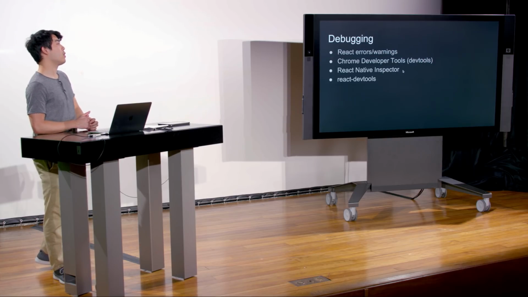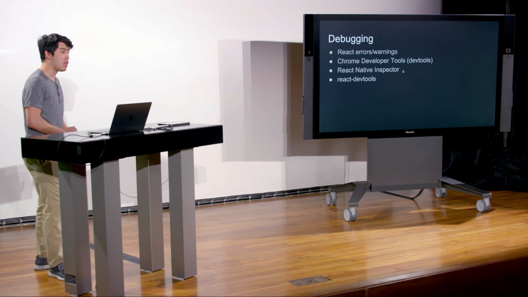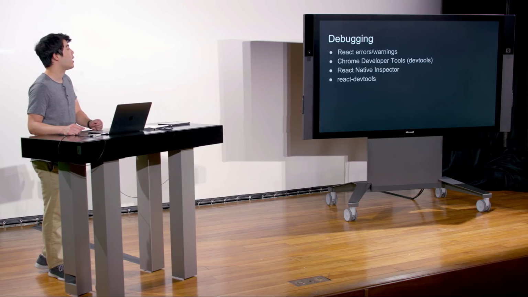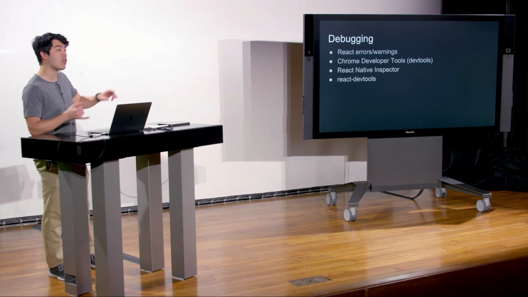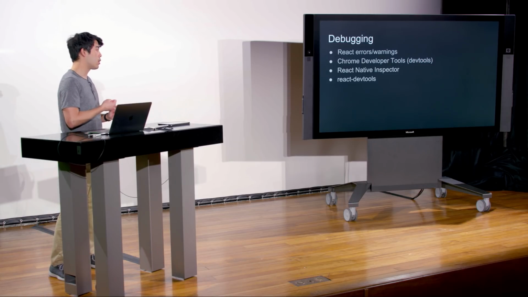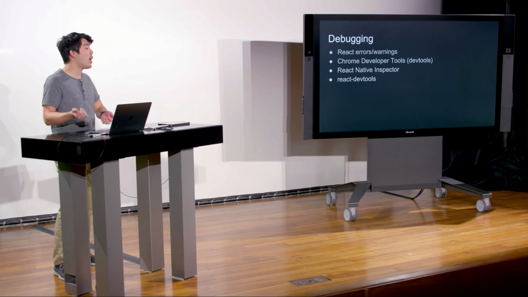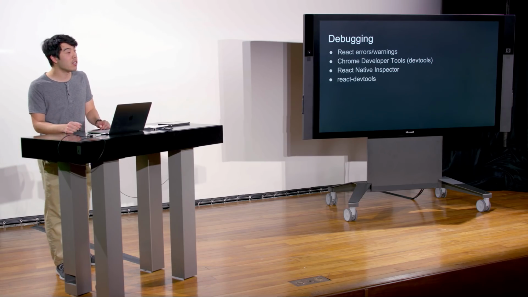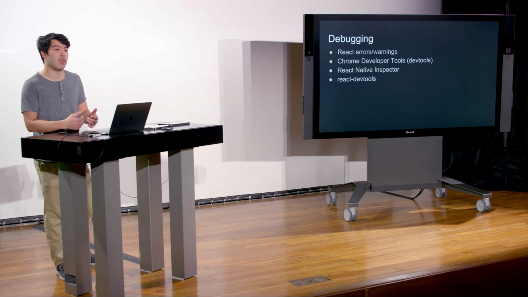So debugging. There are a few different ways to debug React and React Native. Those are the React errors and warnings, Chrome developer tools, or you may see some online documents referring to those as the DevTools, this thing called a React Native inspector, and this library called react-devtools. And I'm curious to know how you guys have been debugging thus far. Go ahead and post in Slack your various workflows for debugging.